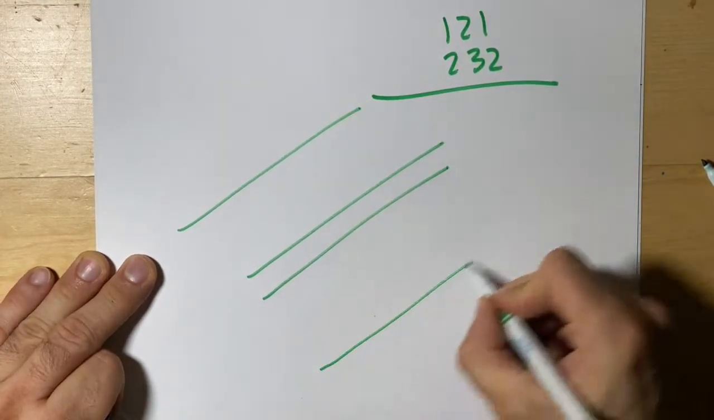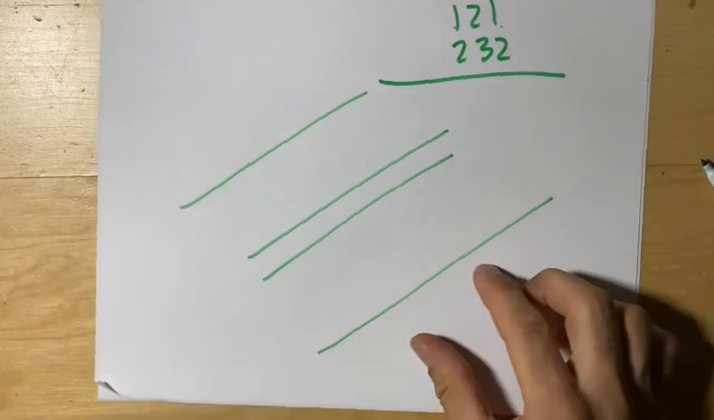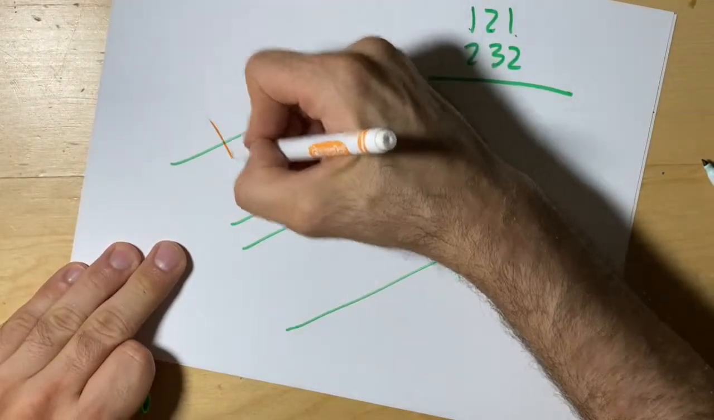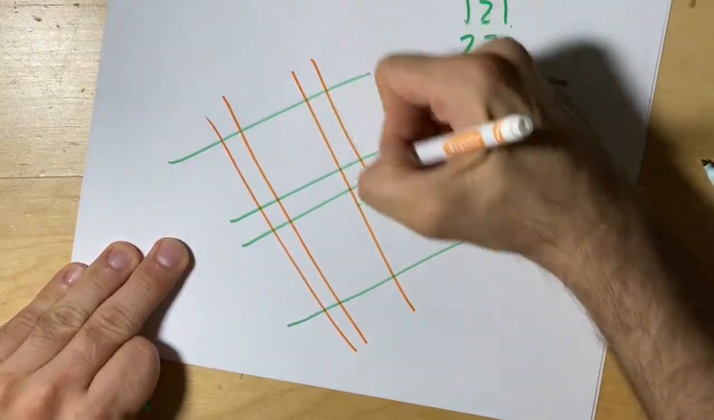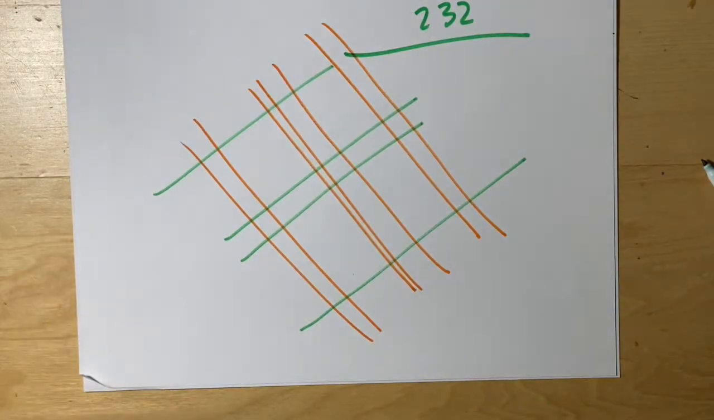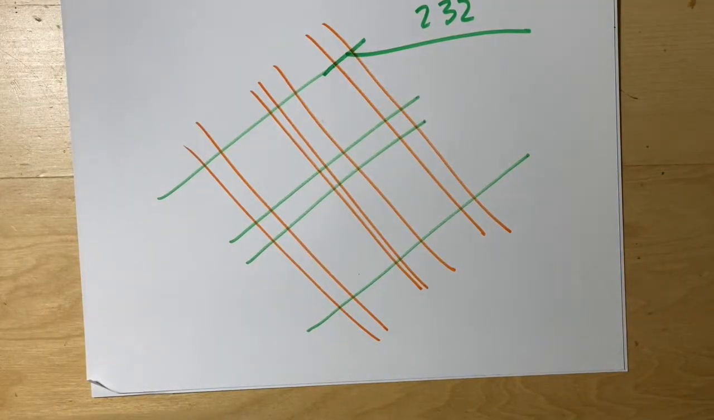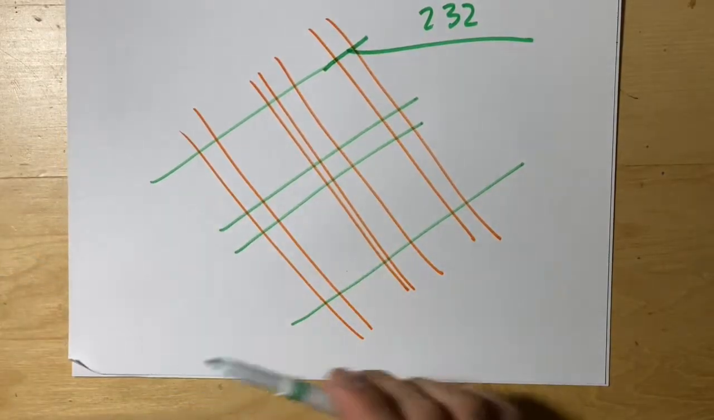121, 121. 2, 30, and then 2. I'm going to extend this a little bit. And we're just going to do the same thing.